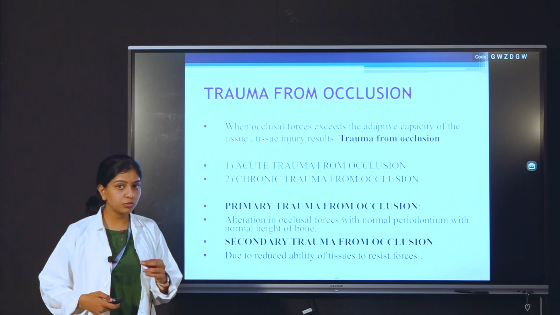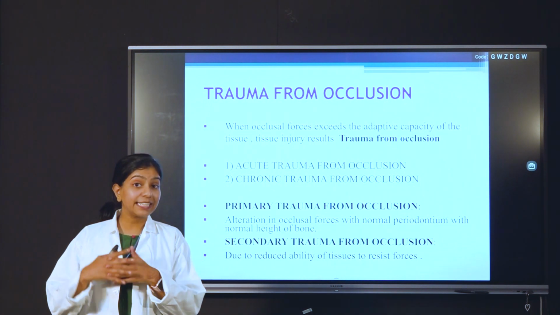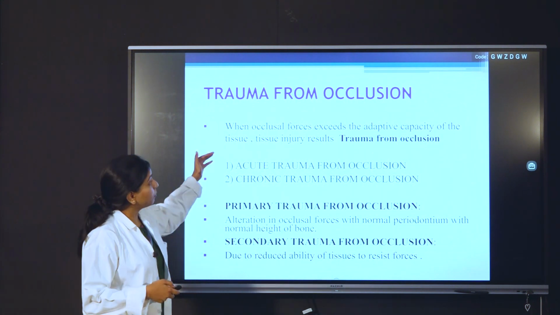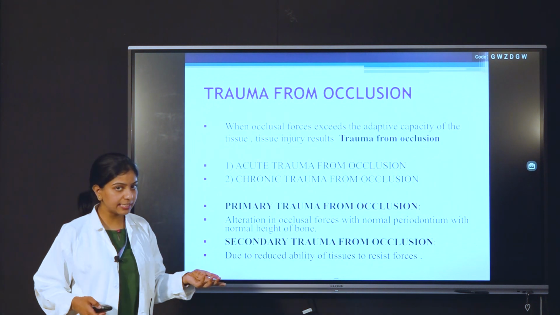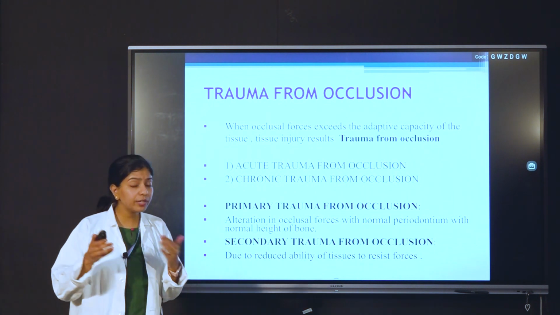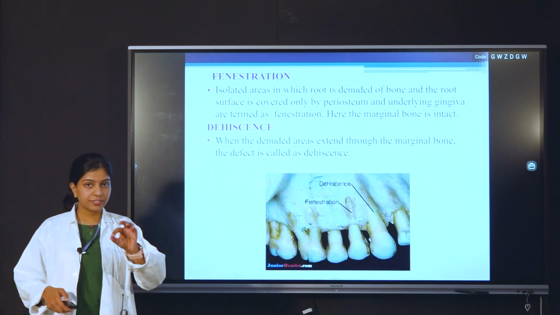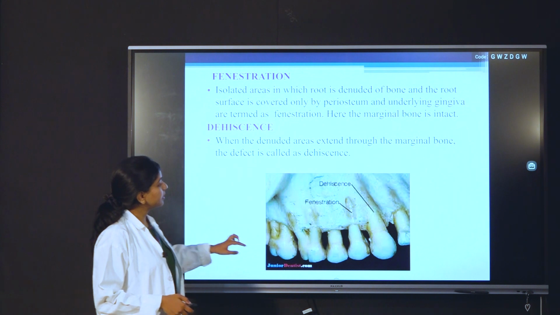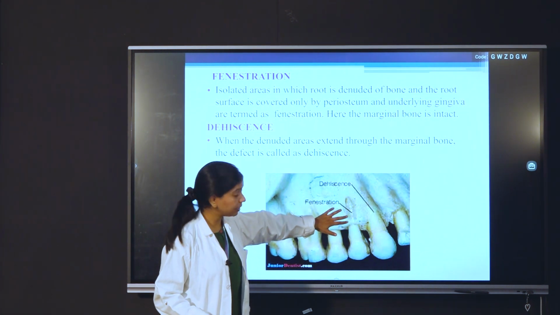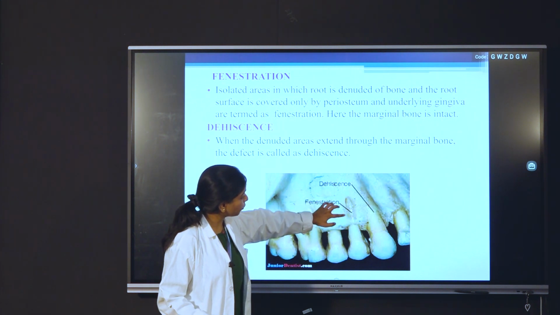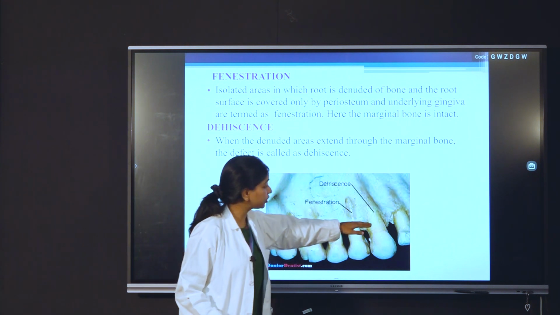Finally, trauma from occlusion is when the occlusal forces exceed the adaptive capacity of the tissue and injury results. That is trauma from occlusion. During trauma from occlusion also we see alveolar bone loss. Then talking about fenestration and dehiscence. Fenestration is a window kind of bone loss where the marginal bone is intact but the bone over here is lost. Whereas dehiscence is a kind of bone loss where the marginal bone is also lost.